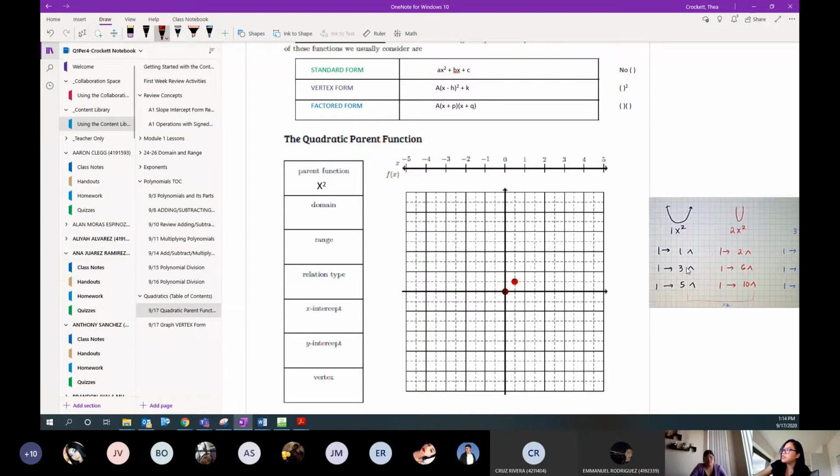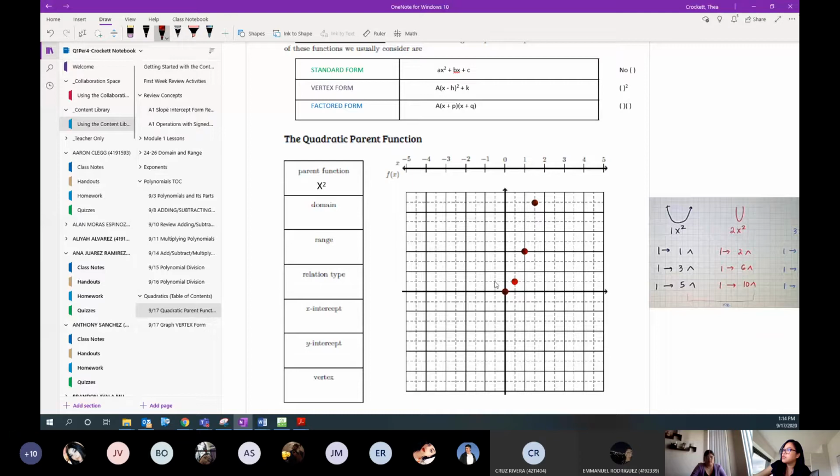And then 1 to the side and 3 up. So 1 to the side and 3 up. 1, 2, 3. And then 1 to the side and 5 up. 1, 2, 3, 4, 5. Okay. And that's half of the parabola.